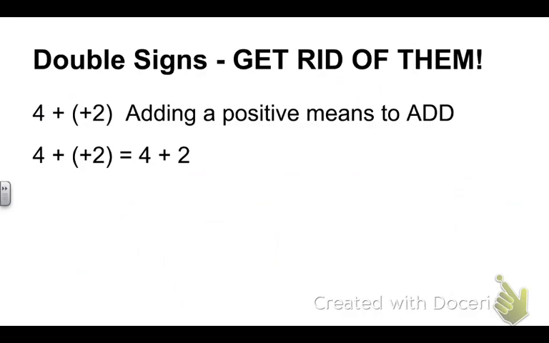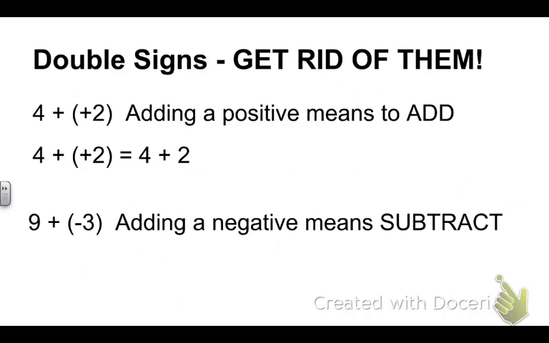So what that really means is simply 4 plus 2. Now, if you have something like 9 plus -3, again, those are double signs. When you add a negative, that means to subtract. That actually means 9 minus 3. Get rid of those double signs. It's going to make your life so much easier.